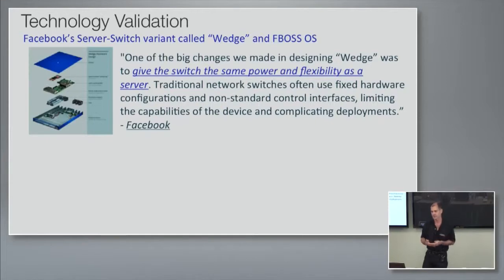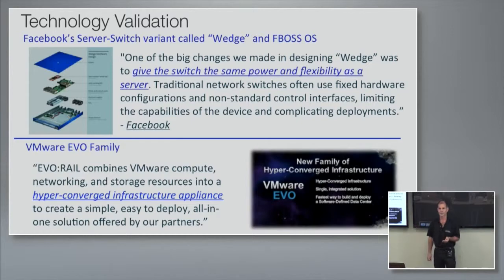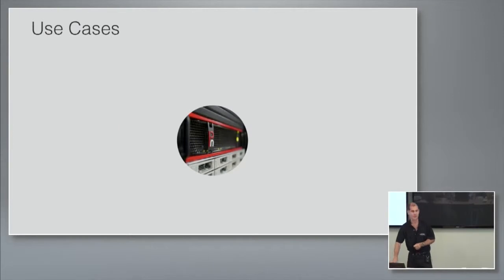Balance of the compute resources and the switching resources. More recently, at VMworld, you saw the Evo announcements, which sort of lend credence to the fact that people are looking to bring together some of the compute, some of the storage, and some of the networking capabilities in a much more digestible way. So last but not least, where do we go on use cases?